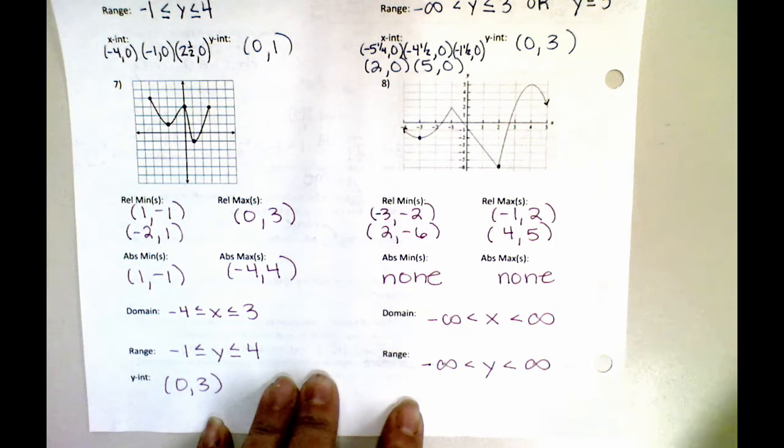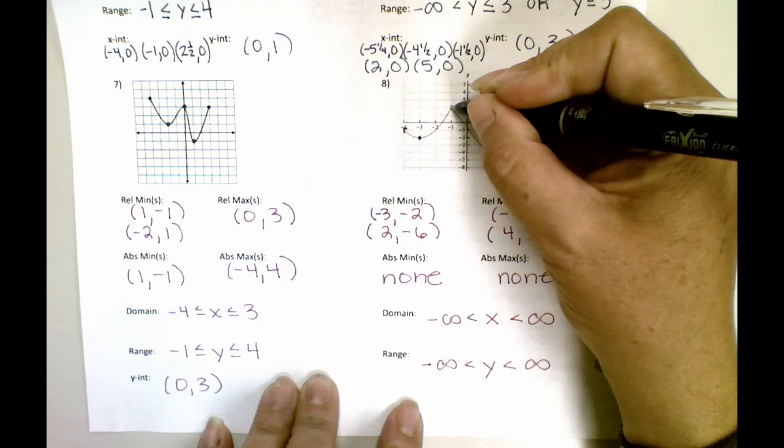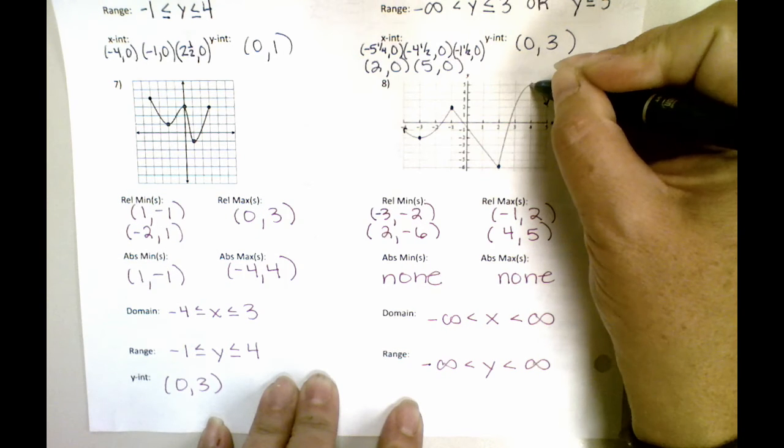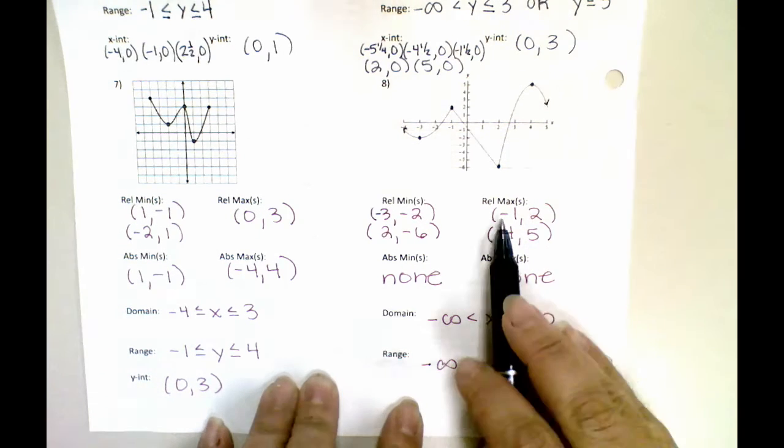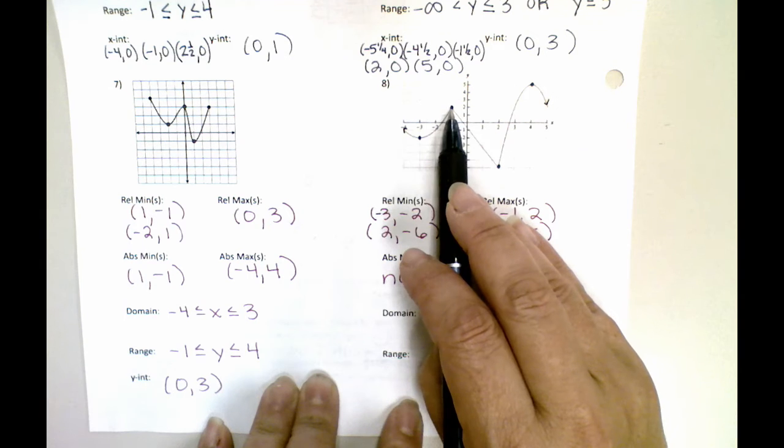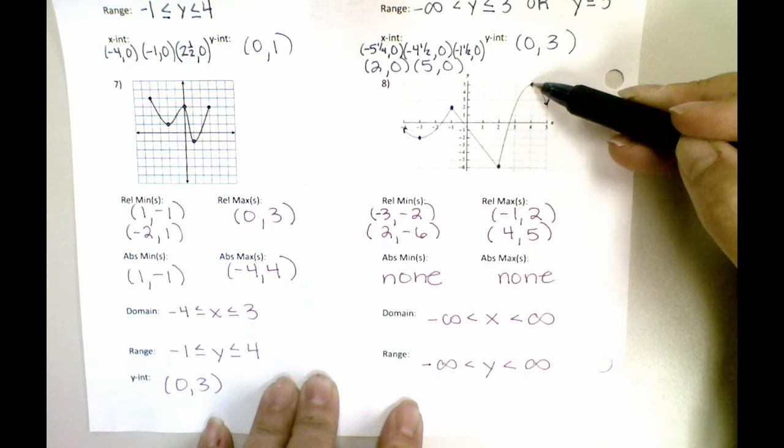Relative max values, tops of hills. Here's the top of a hill. Here's the top of the hill. So -1, 2 is this one. This relative max is at 4, 5.